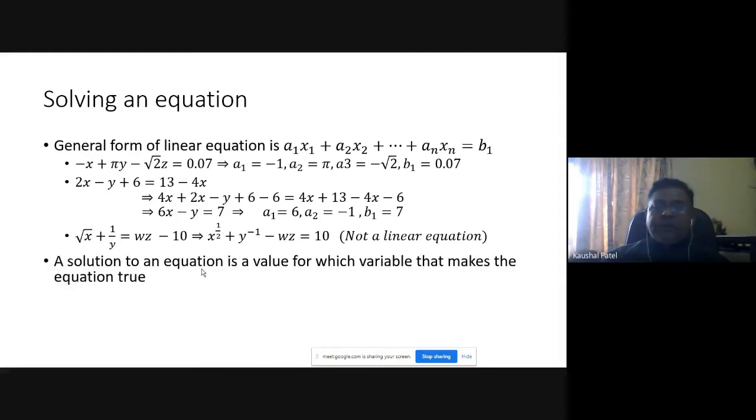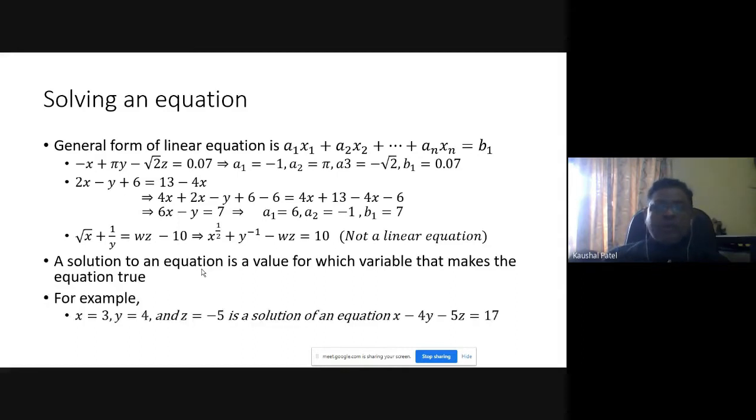The solution of an equation is a value of the variables that makes the equation true. Suppose x equals 3, y equals 4, and z equals -1 is a solution of the equation x - 4y - 5z = 7. We just substitute the values and get the same result on the left-hand side and right-hand side. We can say that it is satisfied, so this is a solution of this particular equation.